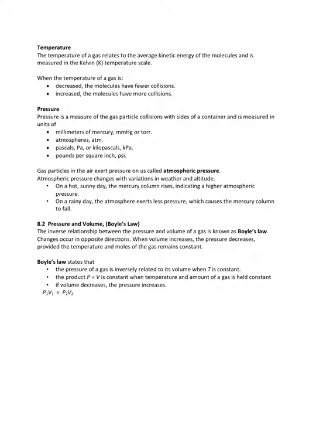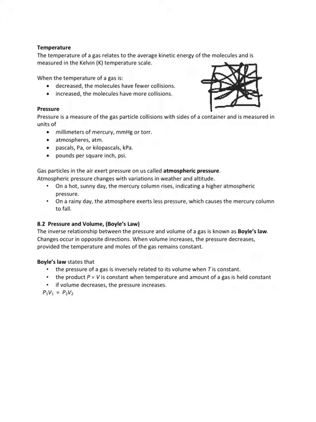Okay. Temperature. The temperature of a gas relates to the average kinetic energy, again the average energy of motion of the molecules, and is measured in the Kelvin temperature scale. When the temperature of a gas is decreased, the molecules have fewer collisions. When it's increased, the molecules have more collisions, which kind of makes sense if you think about it. If you've got a bunch of molecules moving around in random straight line motions in a container, if they're moving slowly, they're less likely to bump into each other. If they're moving rapidly around the container, they're much more likely to run into each other.